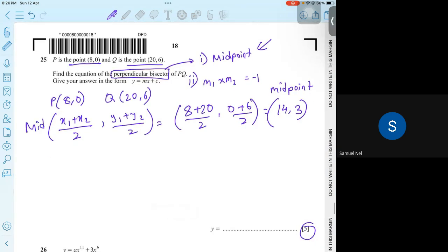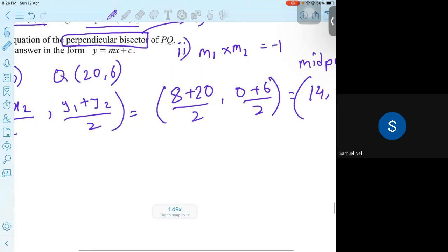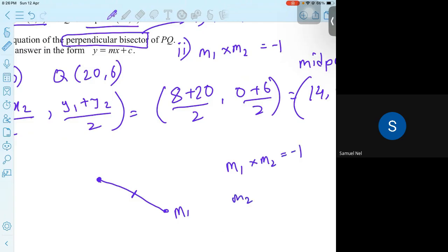So the second thing we have to do is now find the gradients. So the logic is basically, if this is P, this is Q, if I join these, and let's say this point is the midpoint, I have to first find m1, and then I plug this in the formula m1 times m2 is equal to minus 1. So m2 becomes minus 1 over m1. So I have to find this gradient first, okay?